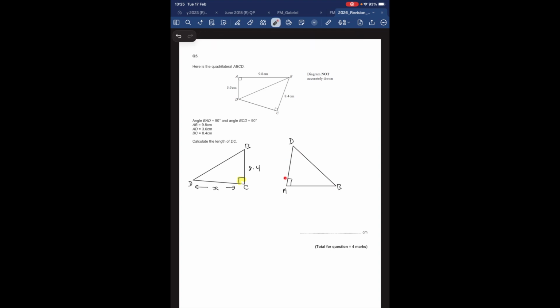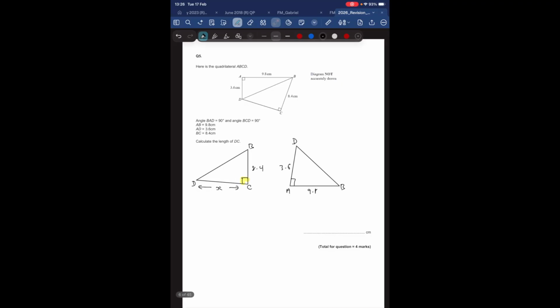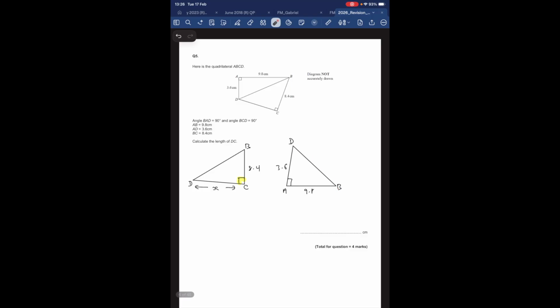And then we can put in the information we know. We know that AD is going to be this 3.6. And we know that AB here is going to be this 9.8. So if I put the lengths in, this is going to be 9.8. This is going to be 3.6. Now, what you can see immediately is that using triangle ADB, we can work out the length of DB. That length corresponds to DB in the first right angle triangle we drew out. So we can use Pythagoras' theorem.